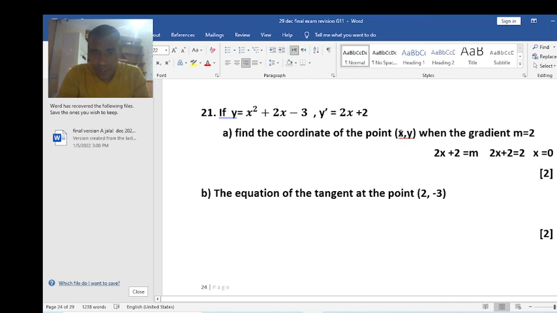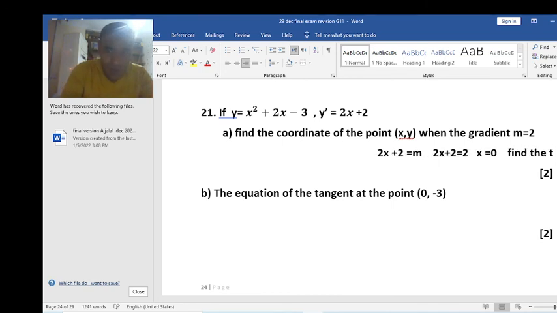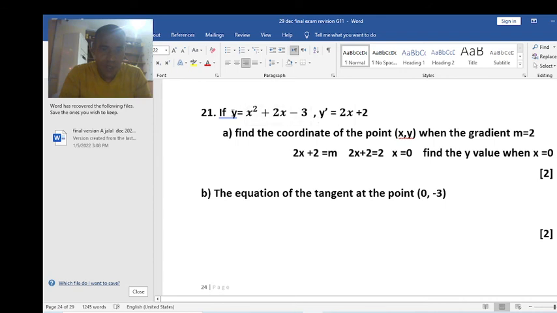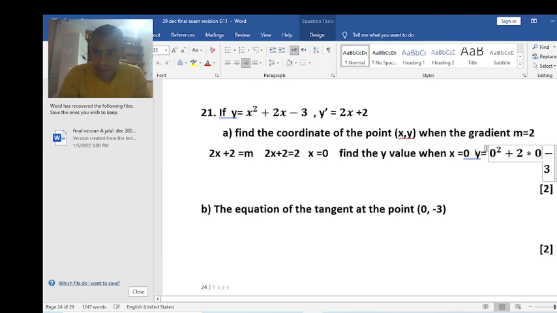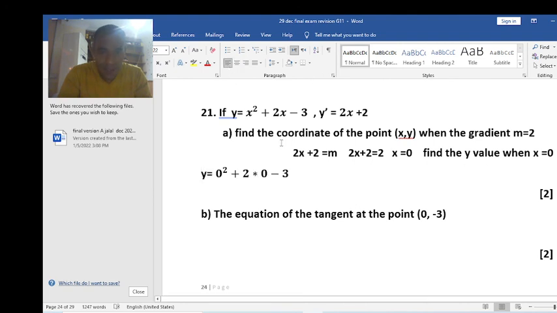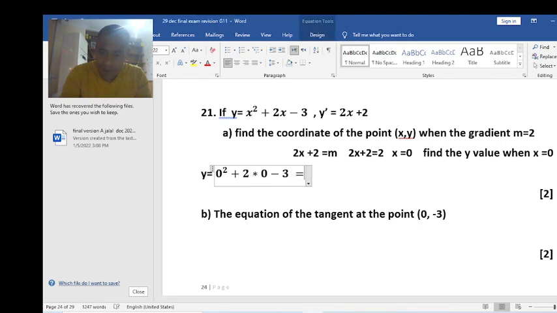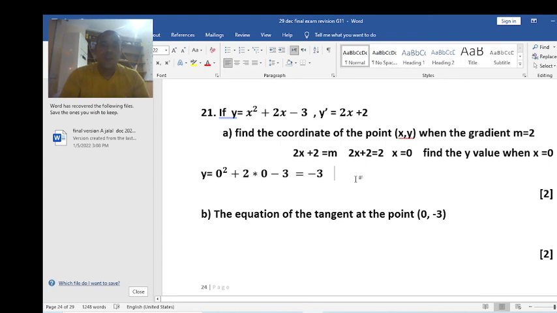Okay, for the coordinates, x is 0. This is now the x value. Now we are going to find the y value when x equal 0. Just go to your function. You will substitute x by 0. Therefore, it will be 0 squared minus 2 multiplied by 0, minus 3. So y is equal to negative 3. Now I found the coordinates of the point on the curve when the gradient is equal to 2.